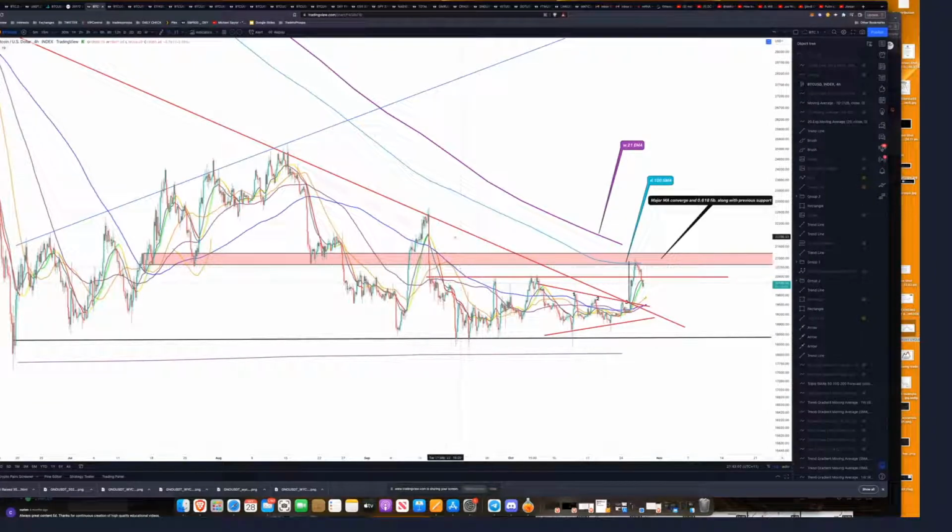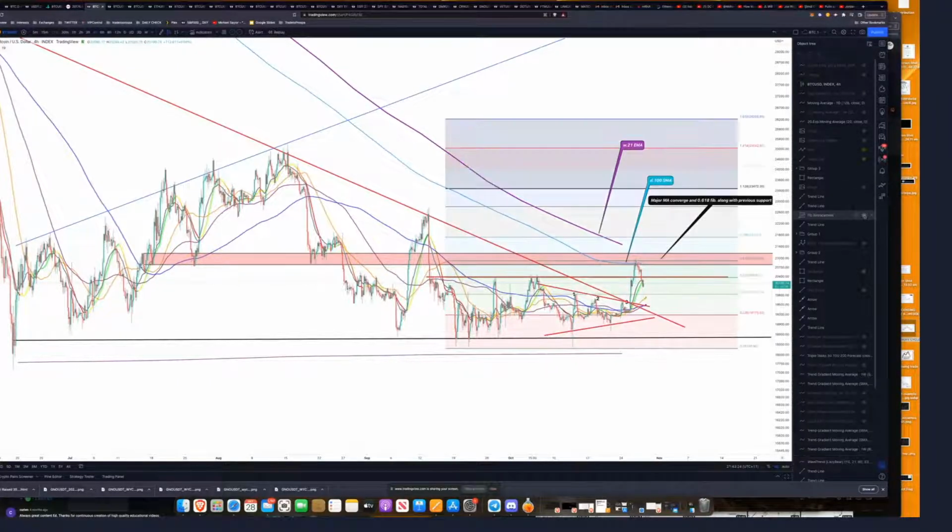Now, if we get above this, obviously this is a level that's very important. And I'll put my Fibonacci back in. Let's just put those back in. Where is it? That one there. If we break above this Fibonacci, then rest assured we're going to this one here. And you can see the confluence.